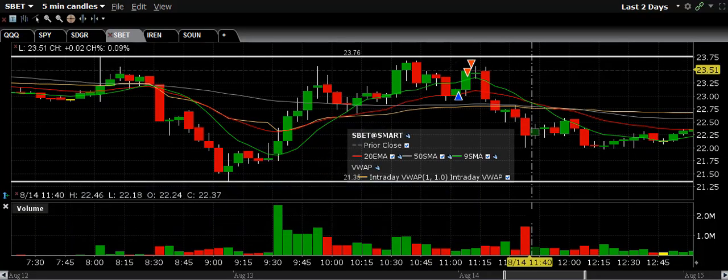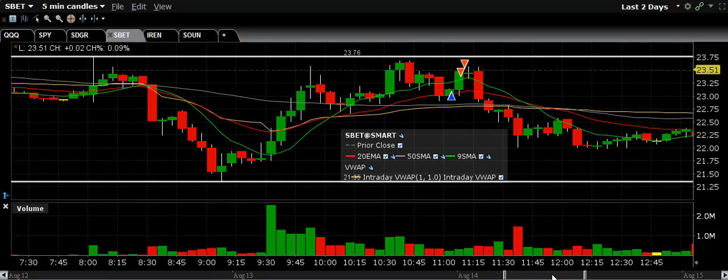I'm going to play around a little more with the 9/20 on a 5-minute chart because I've done it a couple of times. Haven't tracked it real tightly, but I've done it a couple times, and it seems to work out okay. That's not advice. It's just what I'm doing.